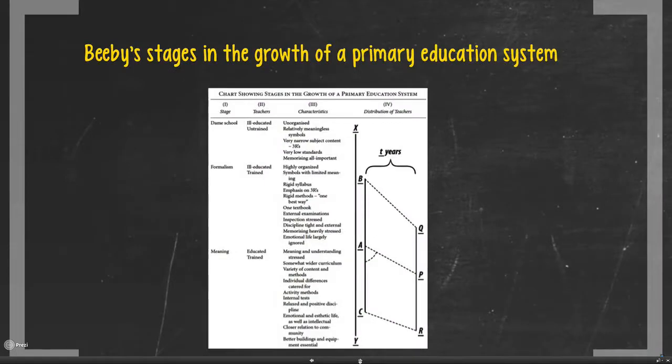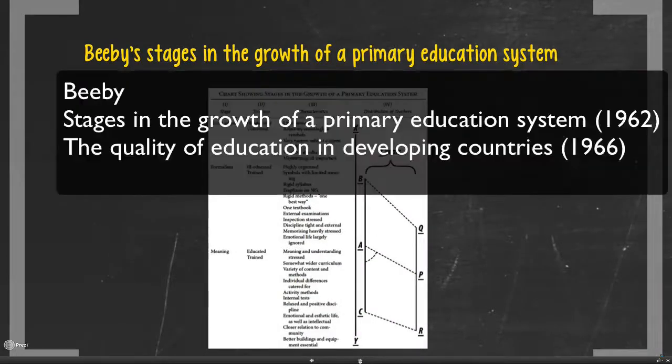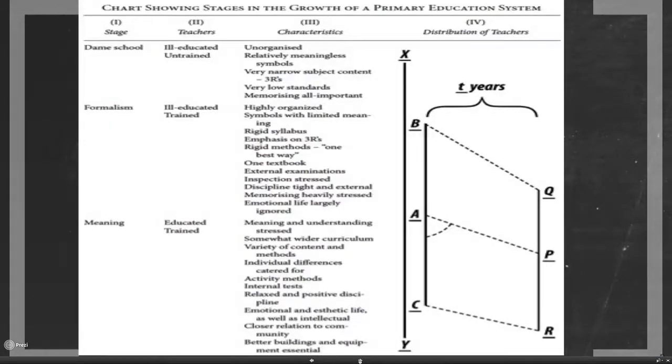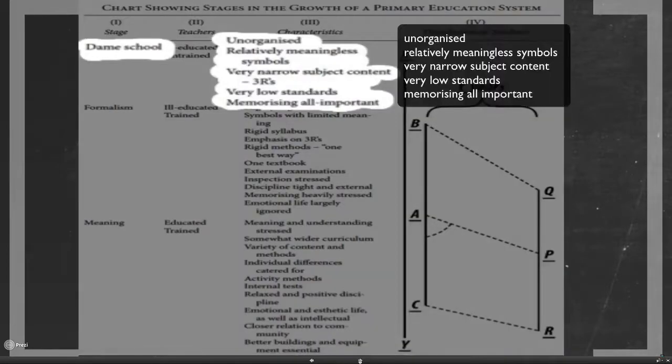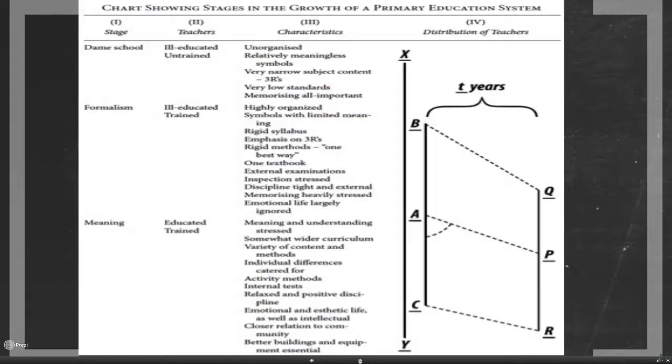The person I'm going to use to think this through is a guy by the name of Beeby, and he wrote some wonderful analyses of how education develops over time from a very simple system which really works towards a formal closed model. And you can see this in the way that he describes his first two stages. The Dame School is completely unorganized, but it really has some very basic elements of formalism, very narrow subject content, memorizing, all important. And you can hear in that there's some very basic closed or solid pedagogic and curriculum principles, but they are completely unorganized.